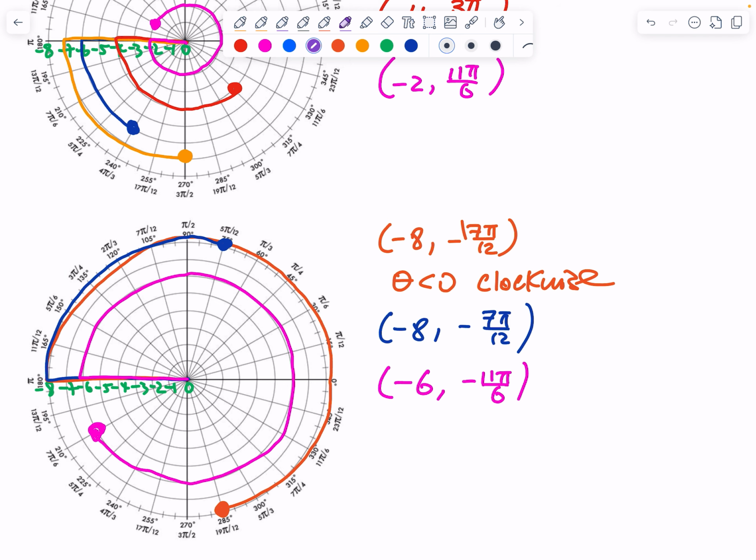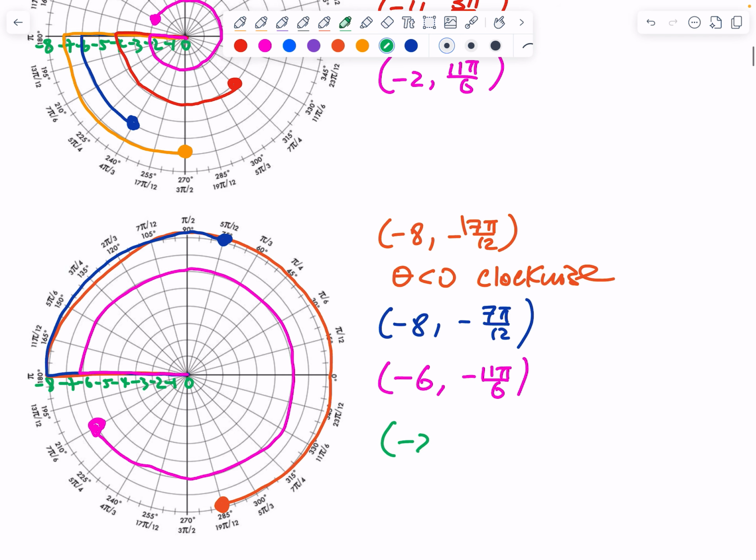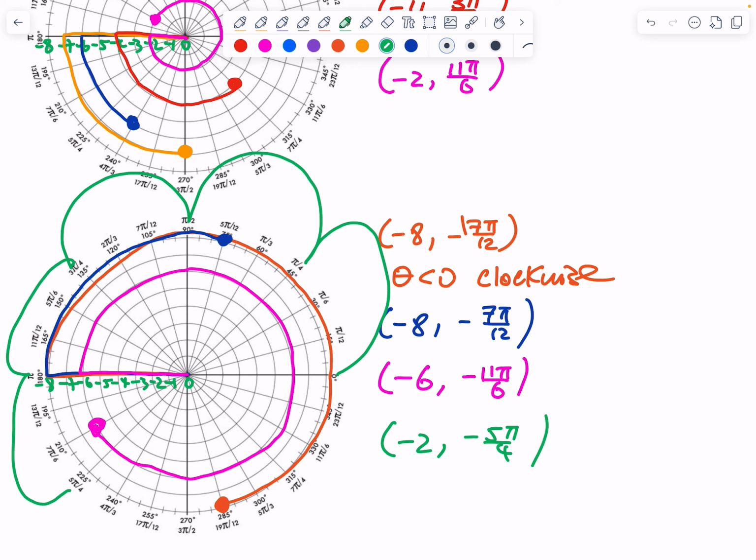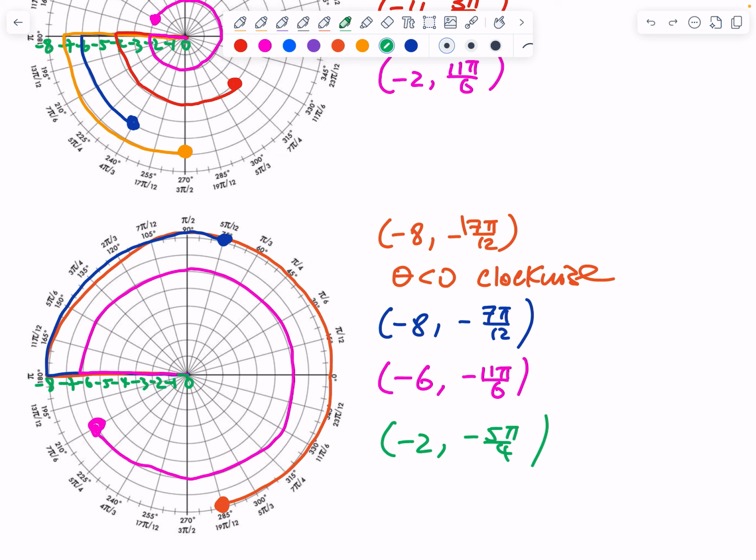Let's do a negative 2, negative 5 pi over 4. Where's 5 pi over 4? 5 pi over 4, this is 1 pi over 4, 2 pi over 4, 3 pi over 4, 4 pi over 4, and 5 pi over 4. So that is in the third quadrant. Okay, I will do negative 2. That is 1 quadrant, 2 quadrants, and then in the 3rd quadrant, I will stop at the pi over 4. Okay, that lines up to the pi over 4. There we go.